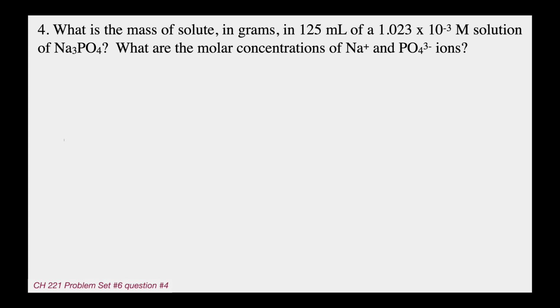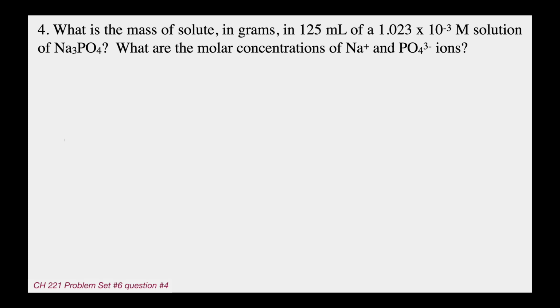So big M right there is going to be something we're going to use a lot from here on in. Big M stands for moles per liter, and it's moles of solute over liters of solution. So in this case, that means moles of sodium phosphate per liter of solution. Now we have 125 milliliters. We need to turn that into liters, and you're going to use this transformation a lot. There's 1,000 milliliters in a liter.